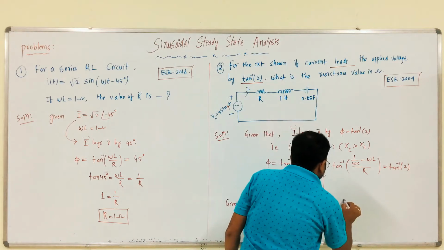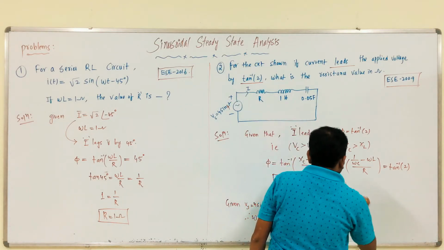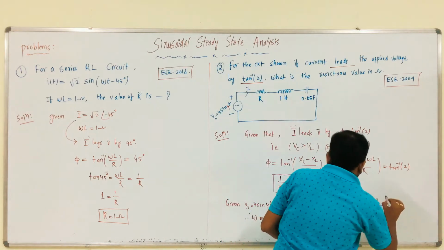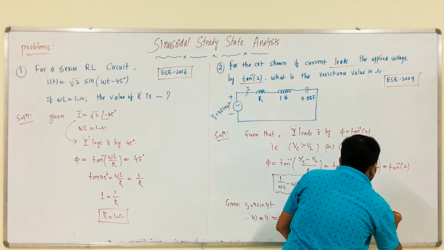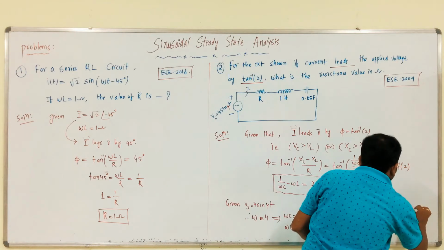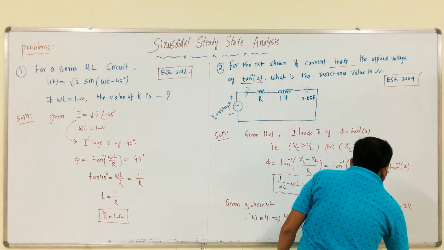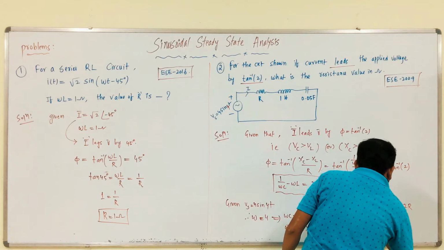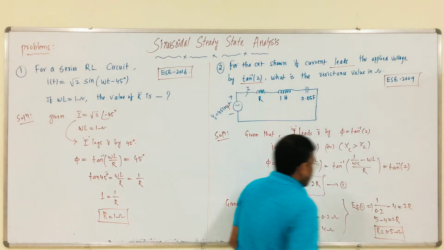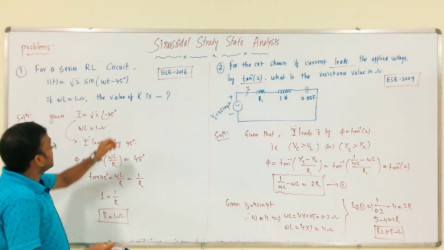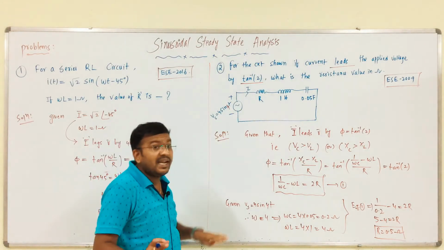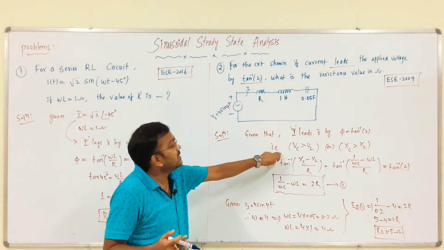Therefore, from the equation, 1 by omega C, that is 1 by 0.2, minus omega L, that is 4, is equal to 2 R. We do not know the value of R. So, 5 minus 4 is equal to 2 R. From this, R is equal to 0.5 ohms. Clear? Like this we have to solve the problem. This is a series RLC circuit, provided the condition current leads the voltage, that is, we have to consider the second case.